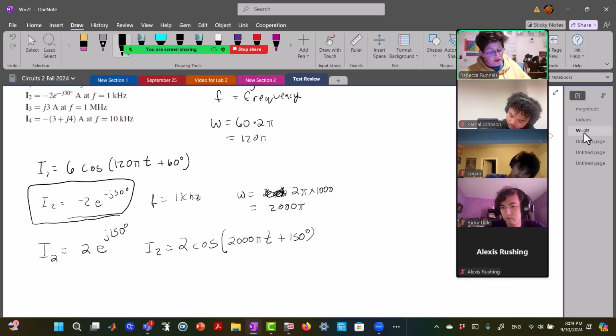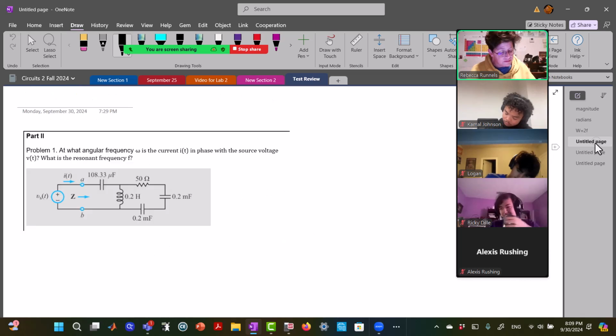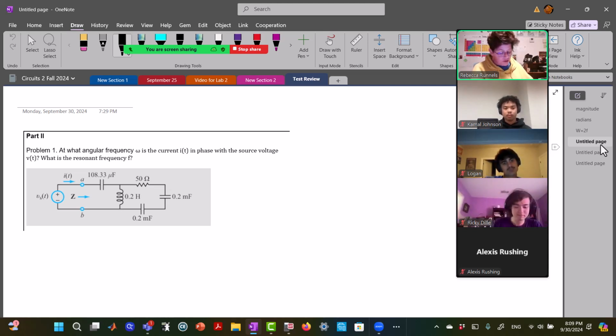Yeah, at this point I'm going to move on to some actual circuits problems, unless anyone has a question. All right, so this one has more math in it than you would probably be required to do on the test, but you never know. So you want to know how to do it.